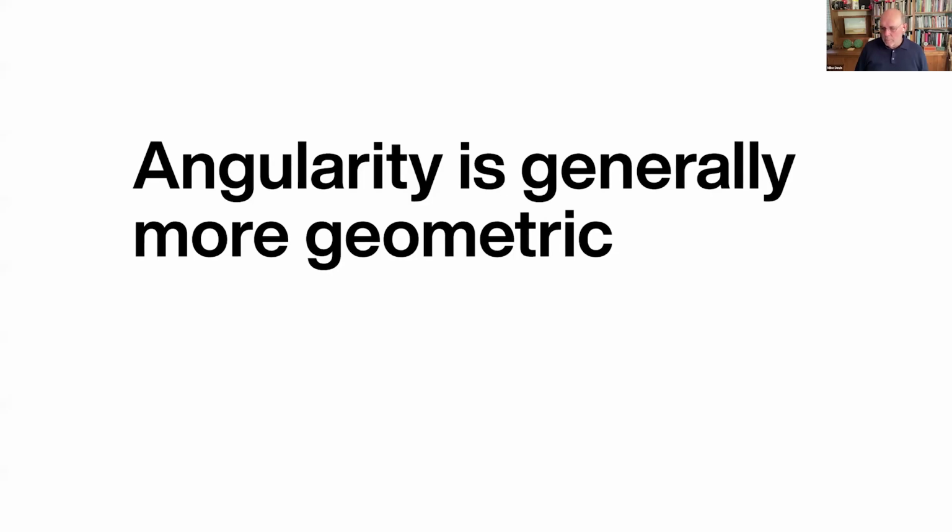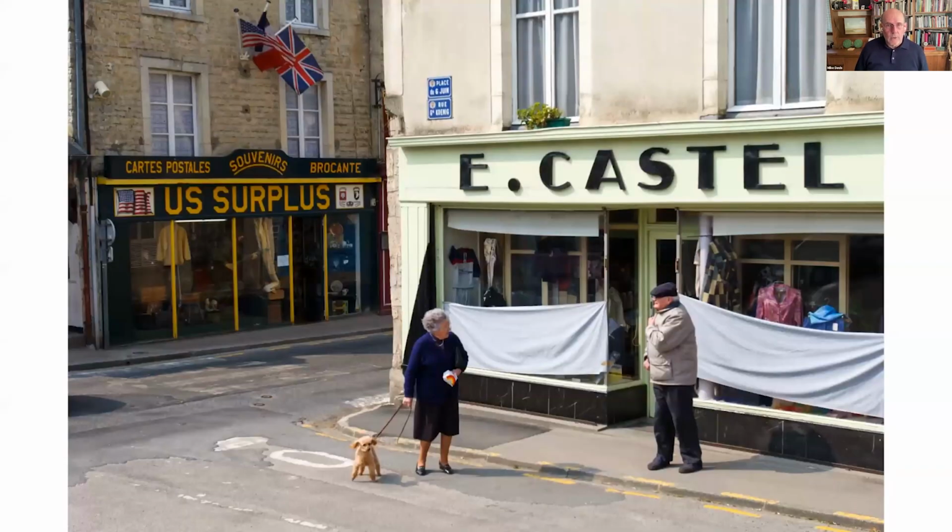Angularity, in other words, not being parallel to what you're photographing and being at an angle, is generally more geometric. It doesn't mean you always have to be at an angle. Sometimes parallel is the right decision. So just being at an angle to this, in Saint-Mary-Glace in Normandy, makes this setting feel much more geometric.